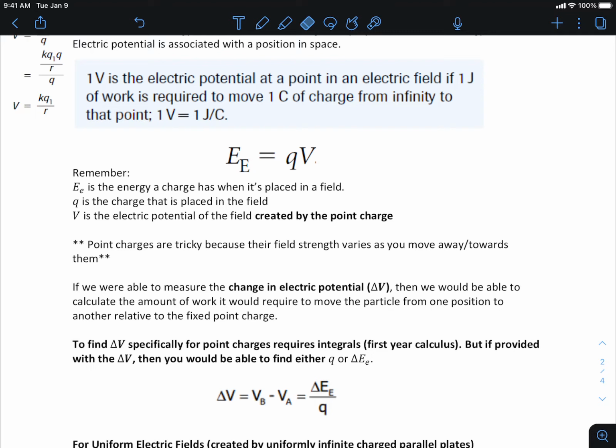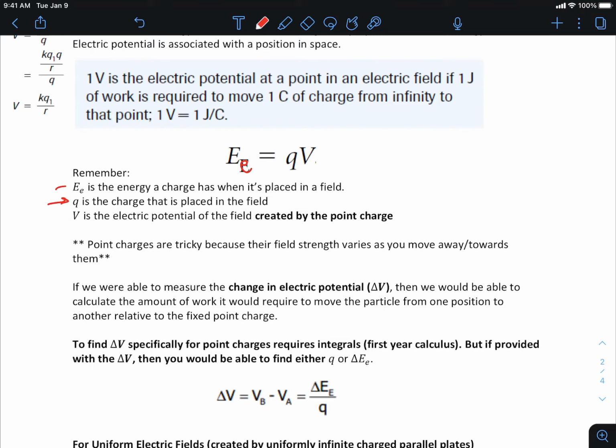Electric potential energy again. This should maybe even be a little e, not capital E. So electric potential energy is the energy a charge has when it's placed in a field. We discussed that up above. Q is the charge that is actually placed in the field, and V is the electric potential of the field created by the point charge.